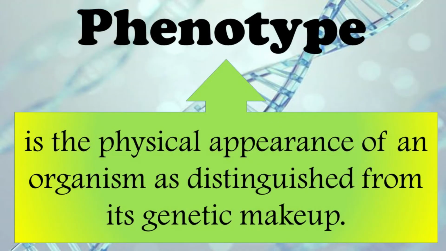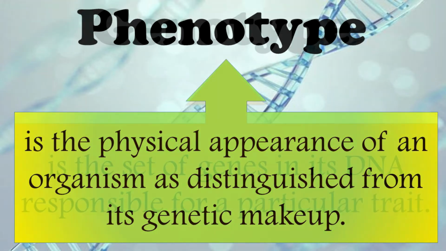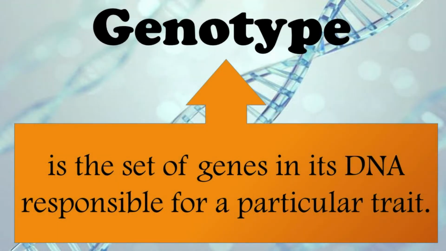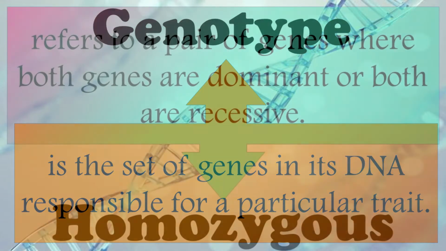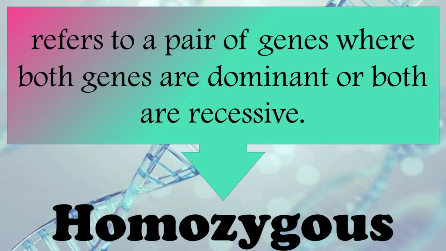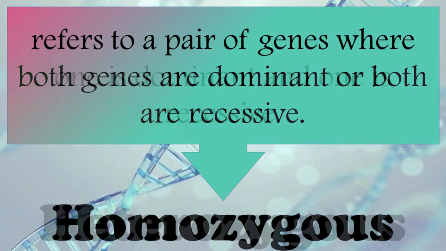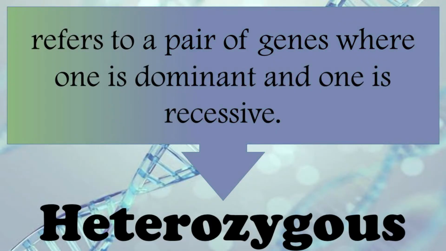Phenotype is the physical appearance of an organism as distinguished from its genetic makeup. Genotype is the set of genes and its DNA responsible for a particular trait. Homozygous refers to a pair of genes where both genes are dominant or both are recessive. Heterozygous refers to a pair of genes where one is dominant and one is recessive.